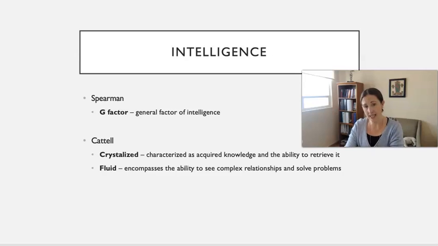Fluid intelligence is processing speed. It is your ability to see complex relationships, solve problems. In the developmental chapter, we'll talk a little bit about this. Crystallized intelligence continues to go up throughout your lifetime. Fluid intelligence goes down when you're older. For example, someone with high fluid intelligence would solve a Sudoku puzzle really fast. Grandma's not doing Sudoku as fast as you because her fluid intelligence is lower.